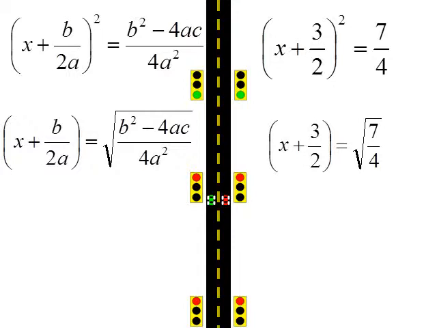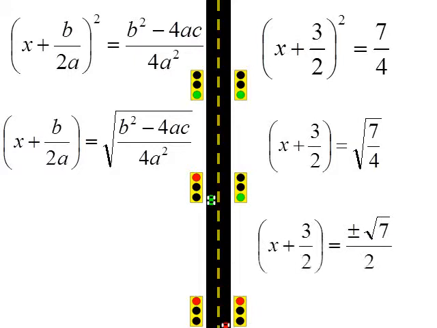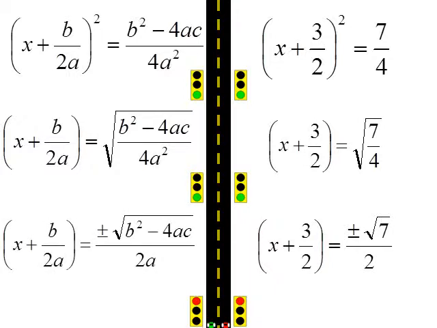When I take a square root, I take the square root of the top of that fraction separate from the bottom of the fraction. So this becomes plus or minus root 7 over 2. Remember, when we take a square root, it's plus or minus. And on the left-hand side, it becomes plus or minus square root of b squared minus 4ac over 2a.